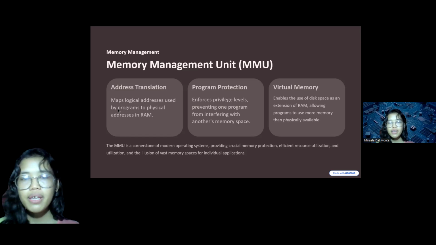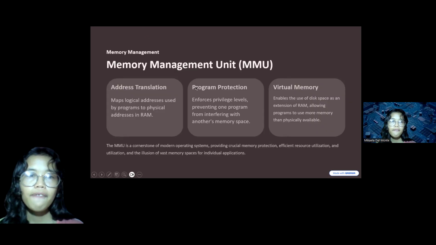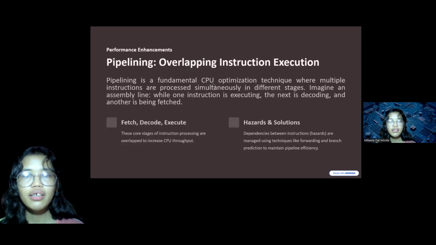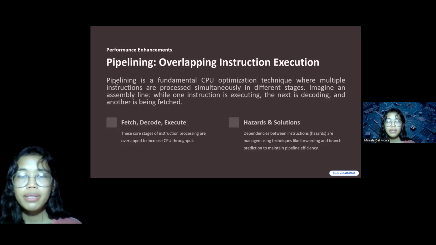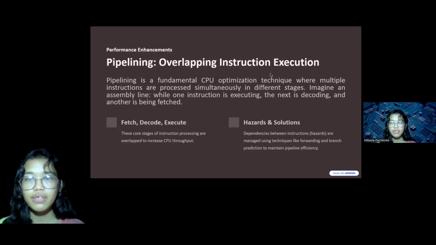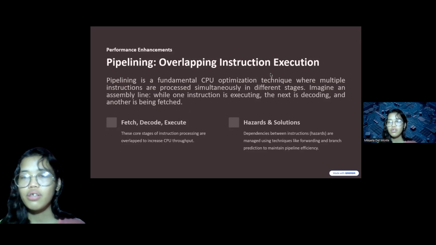To improve speed without a faster clock, CPUs use what we call pipelining. Pipelining is instruction execution overlap. It is the fundamental CPU optimization technique where multiple instructions are processed simultaneously. Imagine an assembly line: while one instruction is executing, the next is decoding, and another is being fetched. So it's used for overlapping of instruction execution.